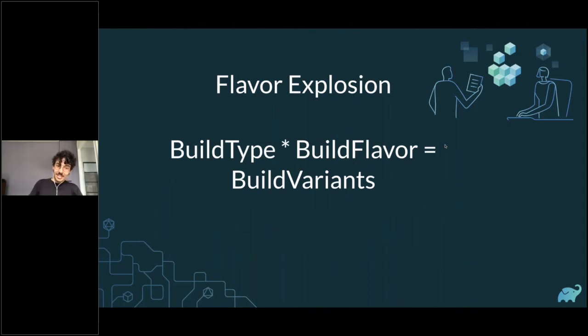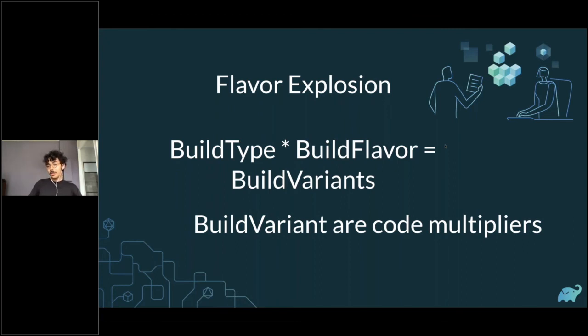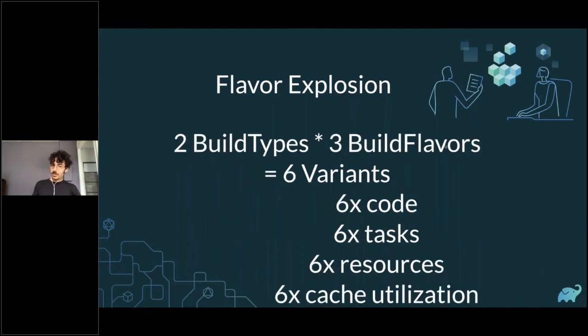So what exactly is that? Every build type you have, for example debug and release, is multiplied by build flavor, let's say free and paid, and Play Store, Amazon Store, whatever, and that's your build variants. And build variants are code multipliers, because if you have most of your app in this module with all these build variants, that means that all that code needs to be compiled that many times. So if you have 6 variants, that means all the code in that module needs to run 6 times. 6 times as many tests are going to be configured in the configuration of your project. All the resources you have, PNGs, whatever, they're going to use 6 times the amount of cache in your project.